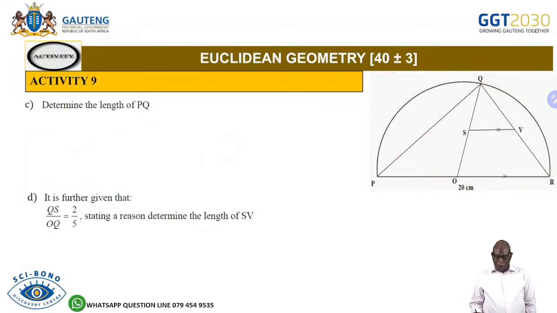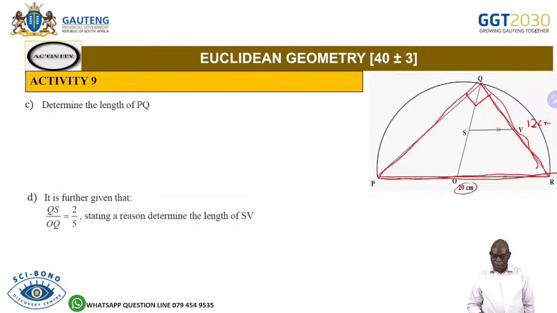Determine the length of PQ. I'm given that this length here is 12. That whole length there is 20. This angle is 90. What type of triangle is this? Right angle triangle. In a right angle triangle, if I've got two sides, I can get the third side by using the theorem of Pythagoras.